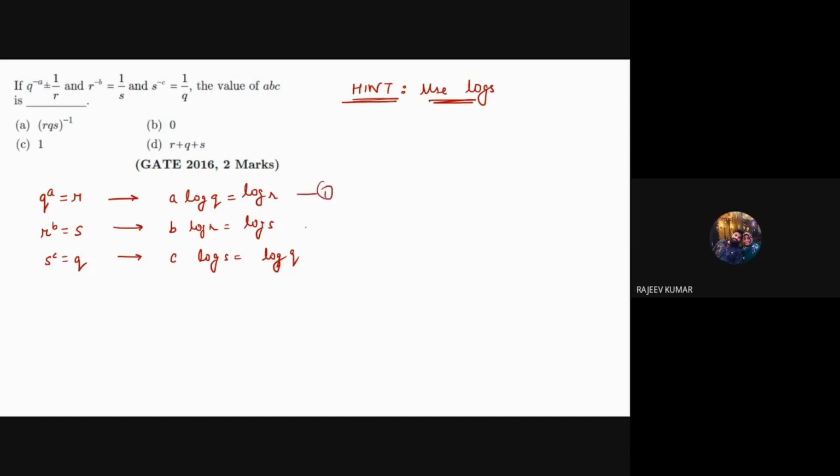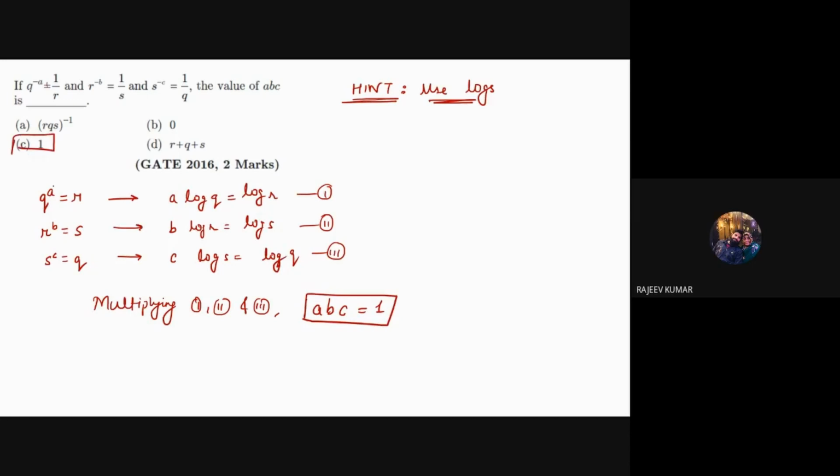To simplify it, I can number these equations and multiply the LHS and RHS, so that log q, log r, log s get cancelled. So multiplying 1, 2, and 3, you will get a into b into c. The rest of the things will be cancelled on both sides and you will be left with 1. So a into b into c is equal to 1.